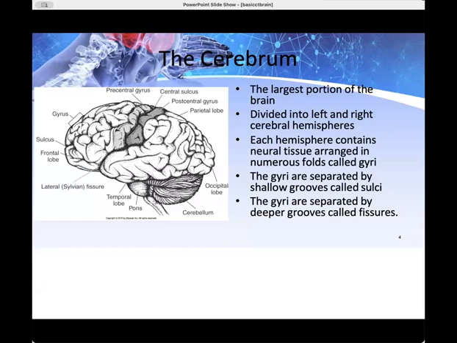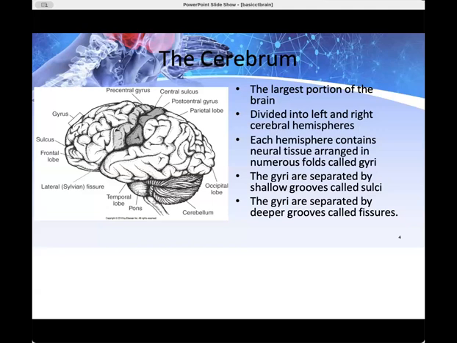The main sulcus that can be identified on CT and MRI of the brain is the central sulcus, which divides the precentral gyrus of the frontal lobe and postcentral gyrus of the parietal lobe. These gyri are important to identify because the precentral gyrus is considered the motor strip of the brain, and the postcentral gyrus is considered the sensory strip of the brain.